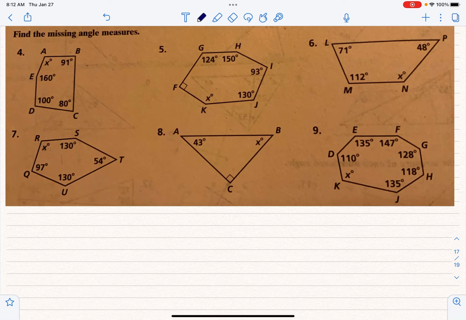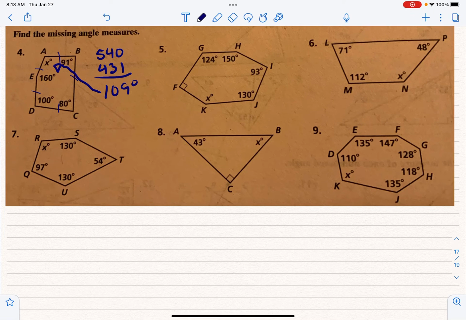Okay, for this first one right here, I go 1, 2, 3, 4, 5 sides. 5 minus 2 is 3. 3 times 180 is 540. I know my total is 540. The angles that I'm given, 91 and 160 is 251, 100 more is 351, 80 more is 431. So I take 431, subtract it, and I get 109. And so that's got to be my x.